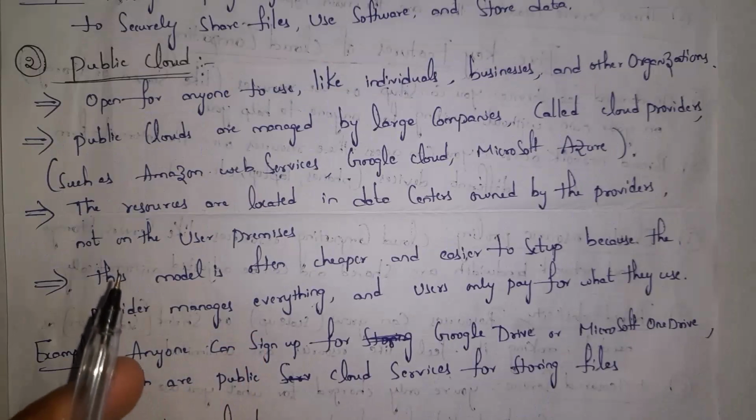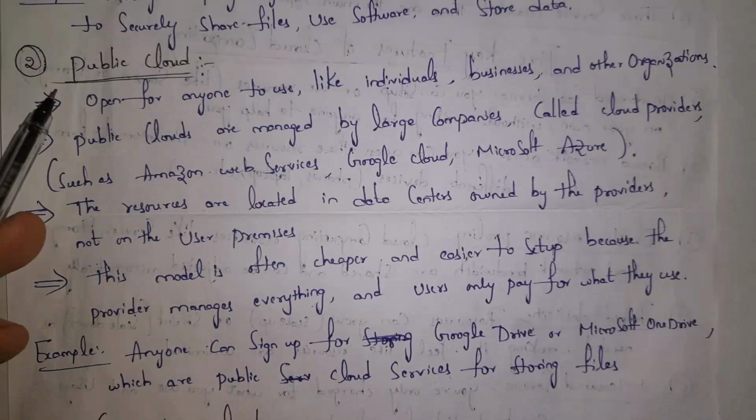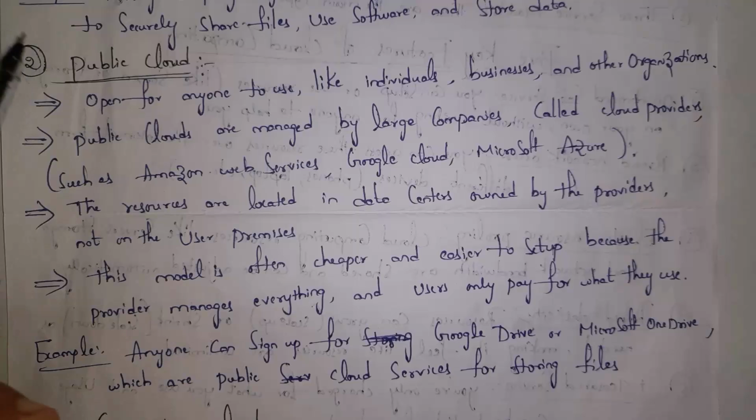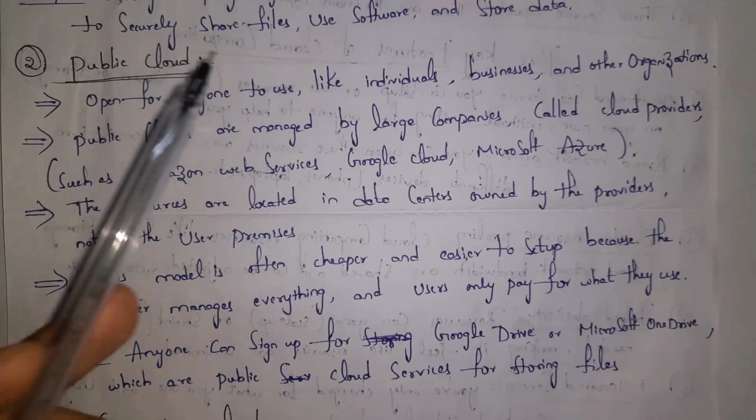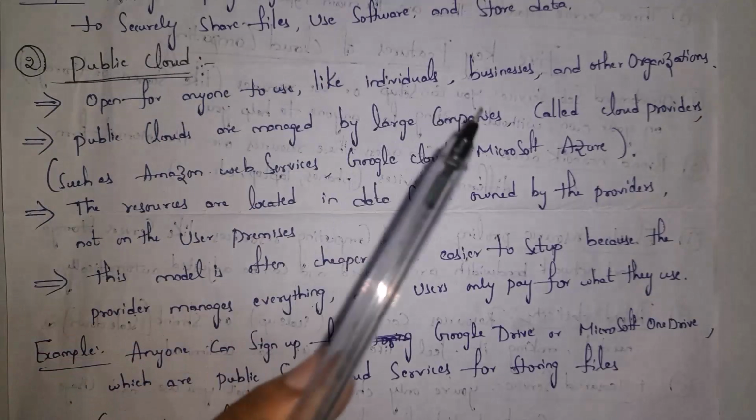And the second one is public cloud. Public cloud is available on the internet. Anyone can use that cloud. For example, AWS, Microsoft Azure and Google Cloud are all public clouds because we can directly use that cloud by using the internet. So public clouds are open for anyone to use, like individuals, businesses and any organizations.